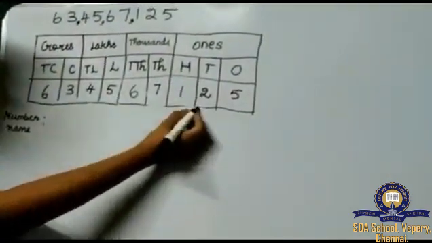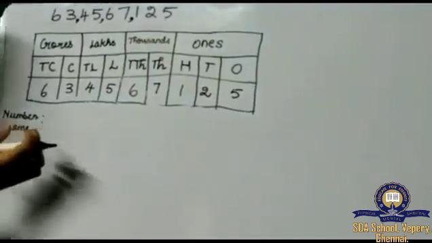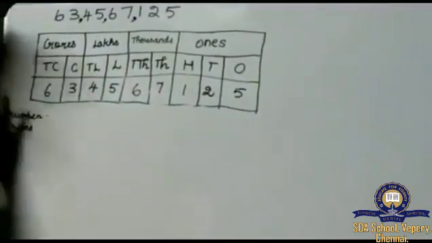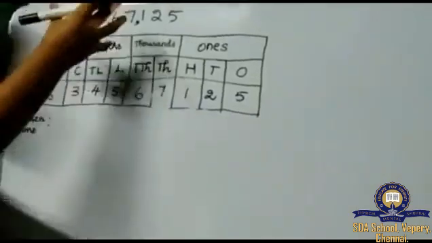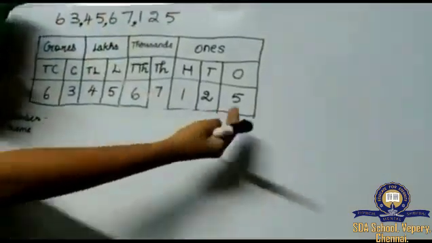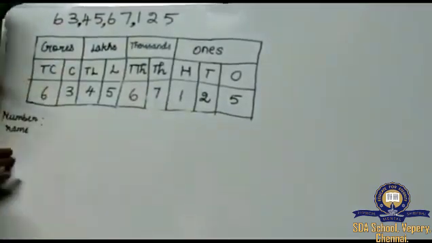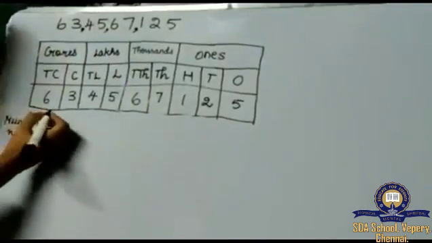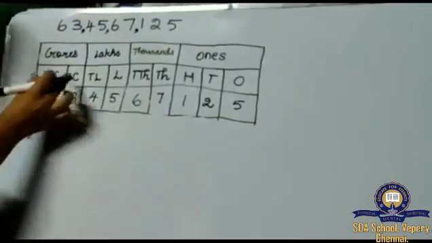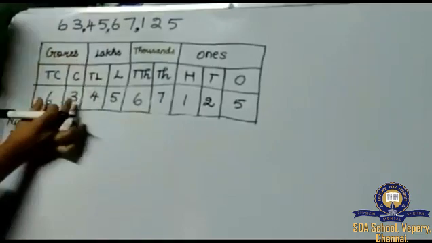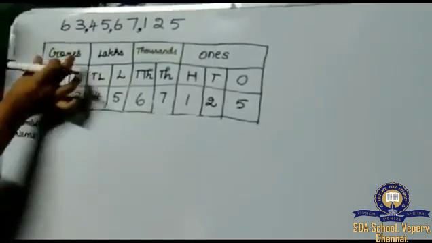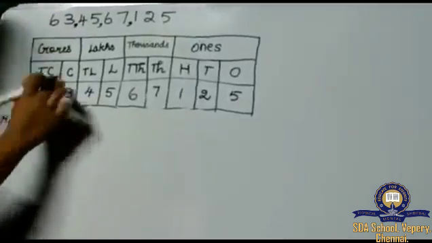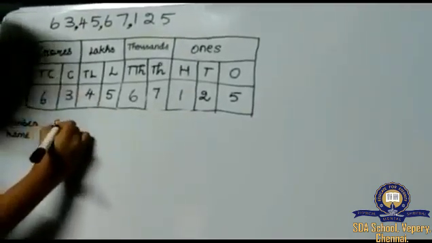So how do you write the number name? While naming the number name, you have to come from the left hand side. While assigning the numbers in the place chart, you have to come from the right hand side. While naming the numbers, you have to come from the left hand side. So when we come from the left hand side, we have 6 and 3, which come under the crores place. So you have to combine the 10 crores and crores in the crores place, and write it as 63 crores.